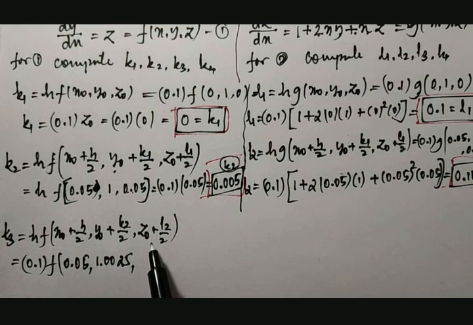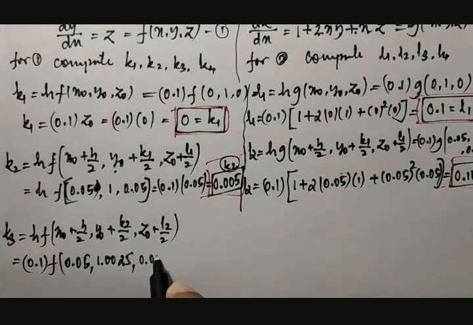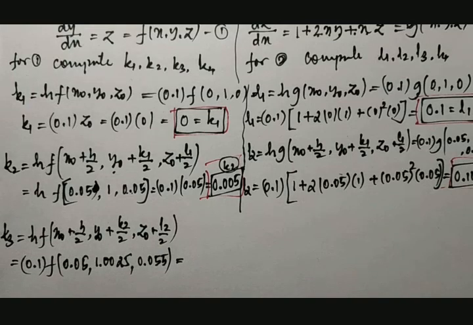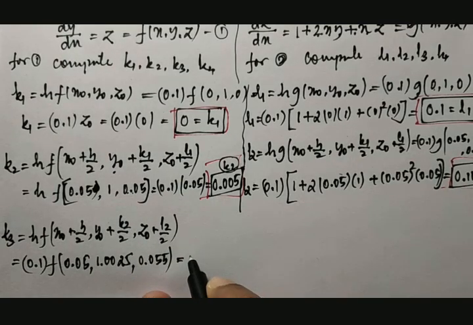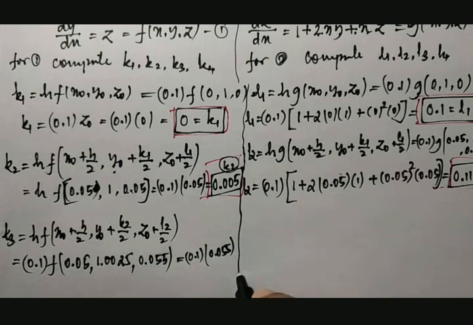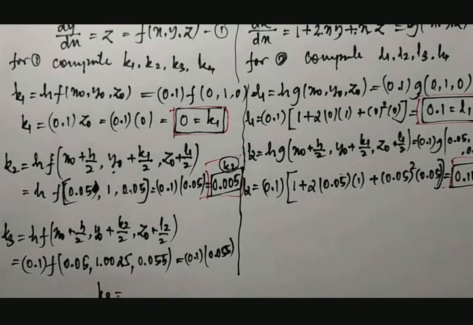z0 is 0, plus L2, where L2 is 0.11, divided by 2. 0.11 divided by 2 is 0.055. Then this is equal to 0.1 into the function z, meaning 0.1 into 0.055. That will be the value for K3.